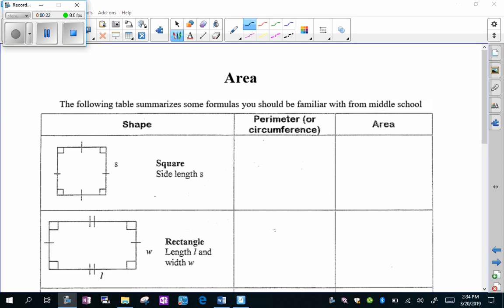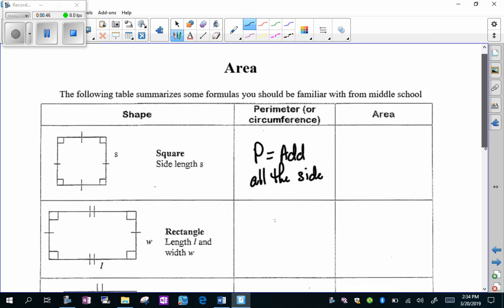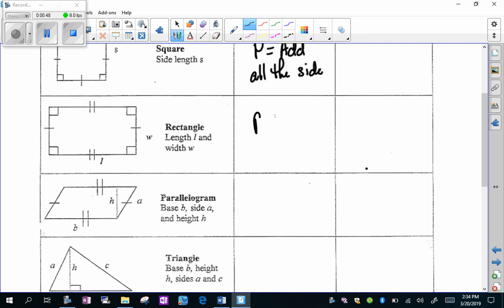We know that all the sides are the same for the square. So the perimeter is just adding up all the sides, the outside of the figure, just adding up the sides of the square. So the perimeter equals add all the sides. And then for the rectangle, it's going to be the same. The perimeter is going to be add the sides.